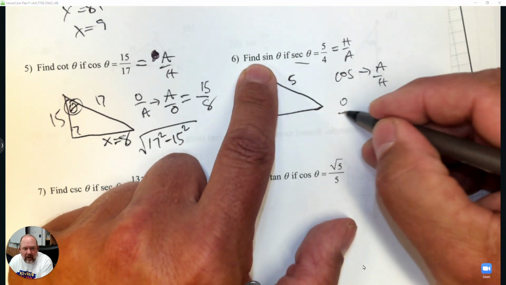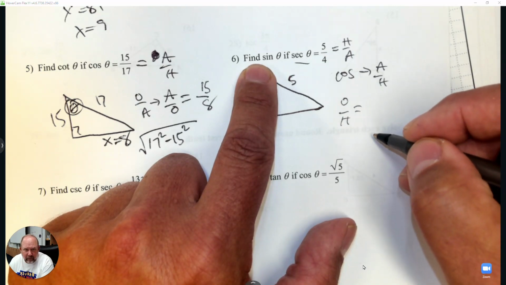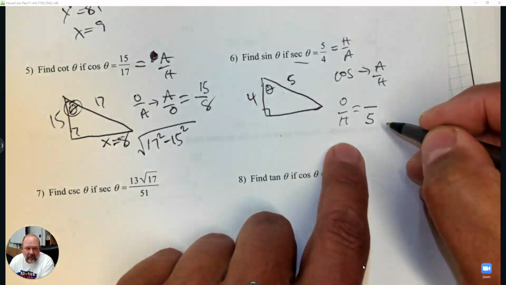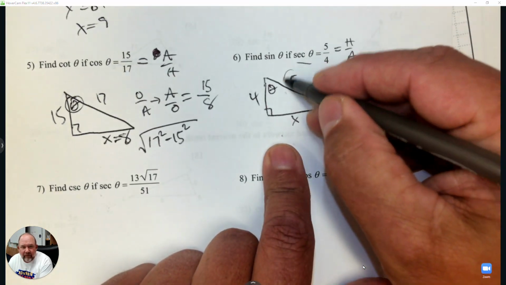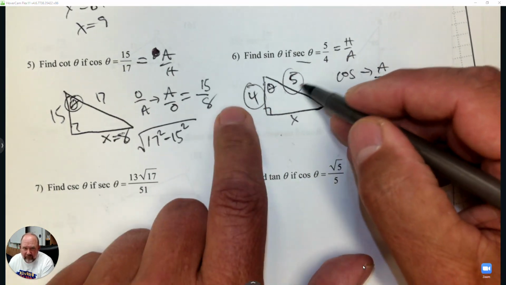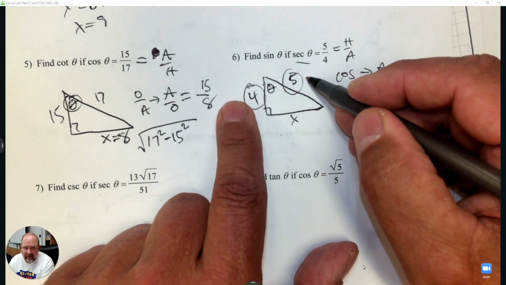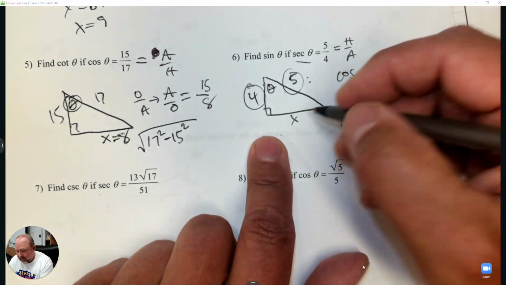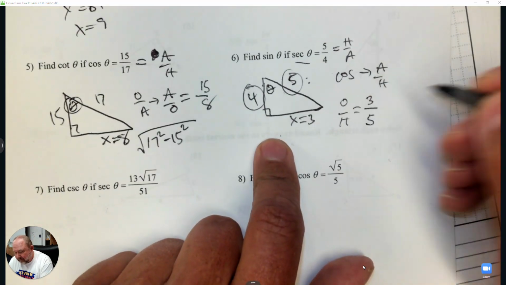Sine is opposite over hypotenuse. That's what I'm looking for. So I know the denominator is 5. I don't know this opposite side. So if I square and subtract, 5 squared and 4 squared, 25 take away 16. That's 9. And the square root of 9, I can then get that missing side and it's done.